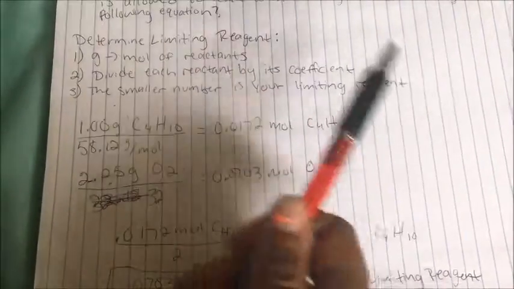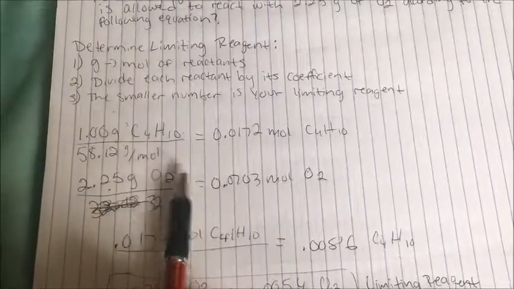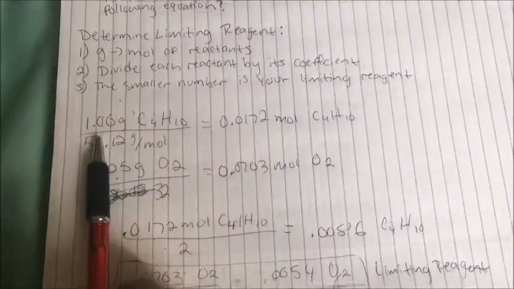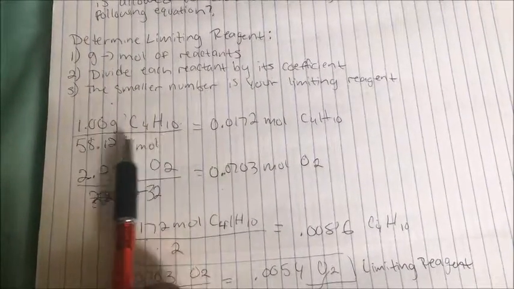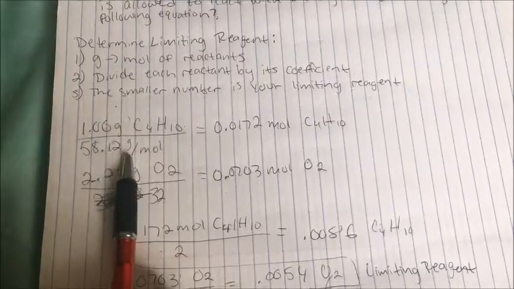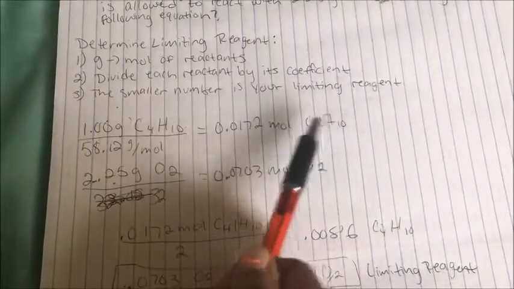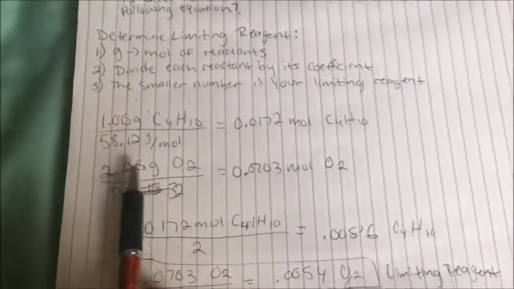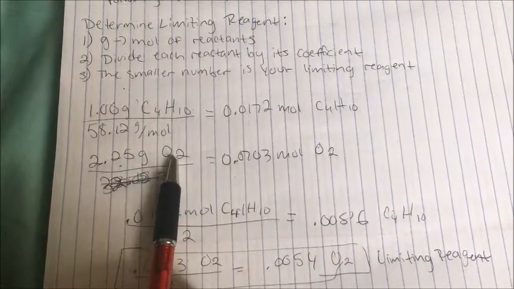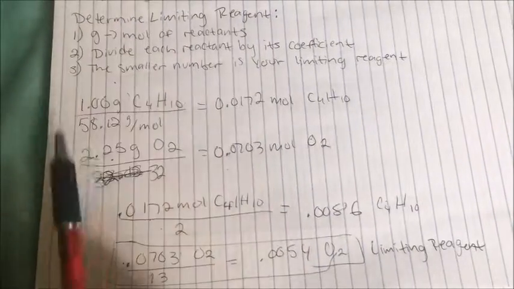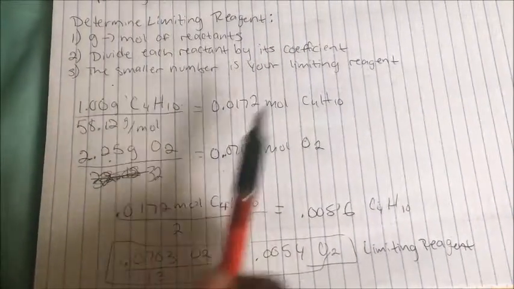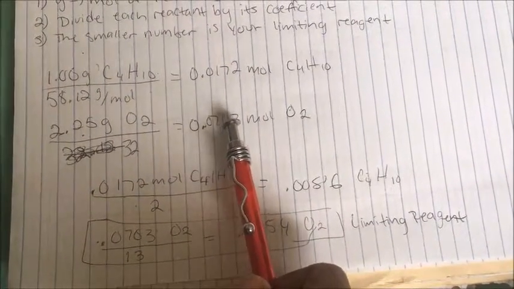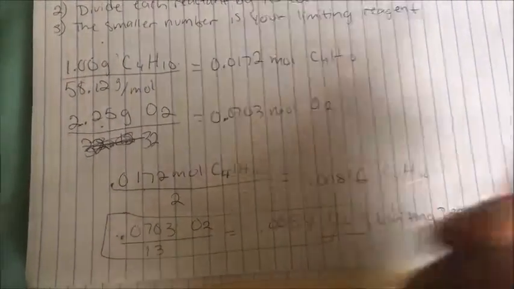So we take the grams of the reactants, which is butane and oxygen, and we convert those to moles. So we have 1 gram of butane given to us in the problem, and we divide that by its molecular weight, 58.12. And that gives us 0.0172 moles of butane. And we take the 2.25 grams of oxygen gas given to us in the problem, and we divide that by 32, which is its molecular weight, and we get 0.0703 moles of oxygen gas.